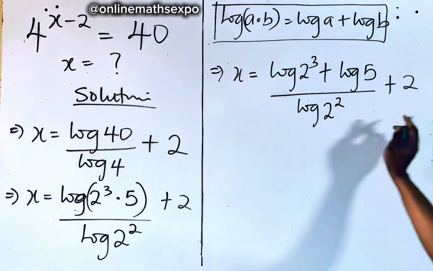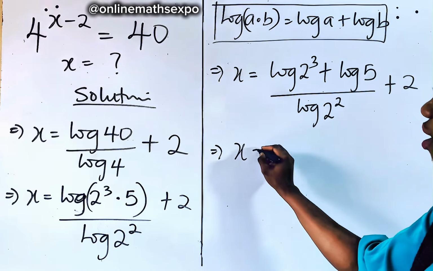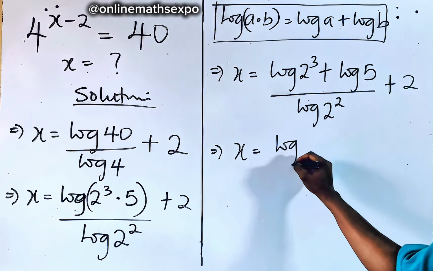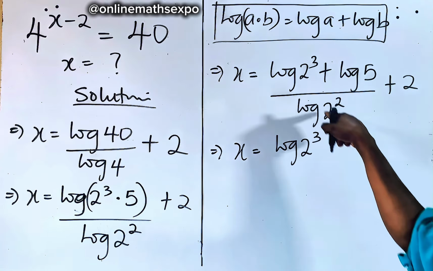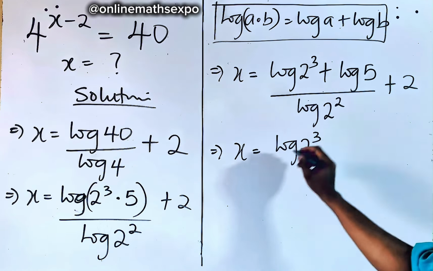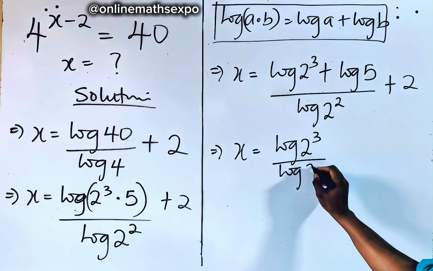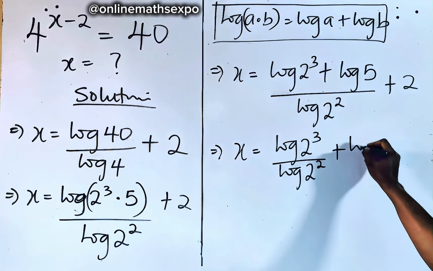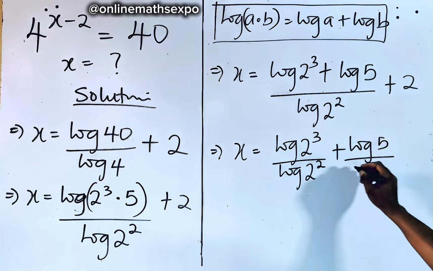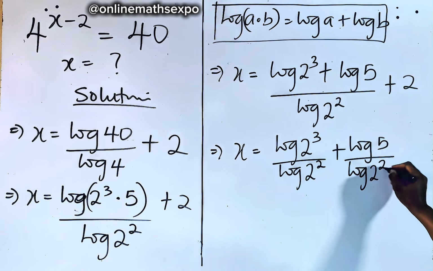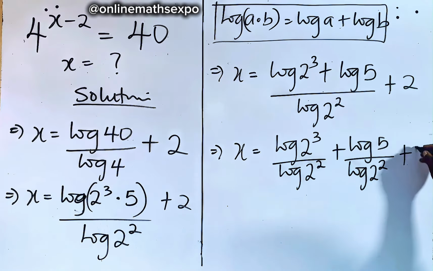Keep simplifying. This is the same as x is equal to log of 2 cubed. Use this to divide each numerator. So we divide this by log of 2 squared plus log of 5 divided by log of 2 squared, then add 2. So what do you do next?